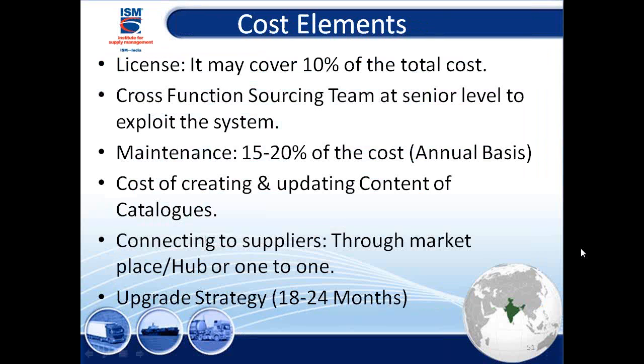Now here I want to give you some idea about the cost elements you must keep in mind. Don't get fooled by just the license cost. Licensing is only 10% of the total cost. But when you want to implement it, you need a cross-function sourcing team, with people from different functions, because it's not affecting only procurement, it's affecting the whole chain. Maintenance is also needed every year on an annual basis, which is 15 to 20% of the cost. There is also the cost of creating and updating the content of the catalog, and connecting to suppliers.